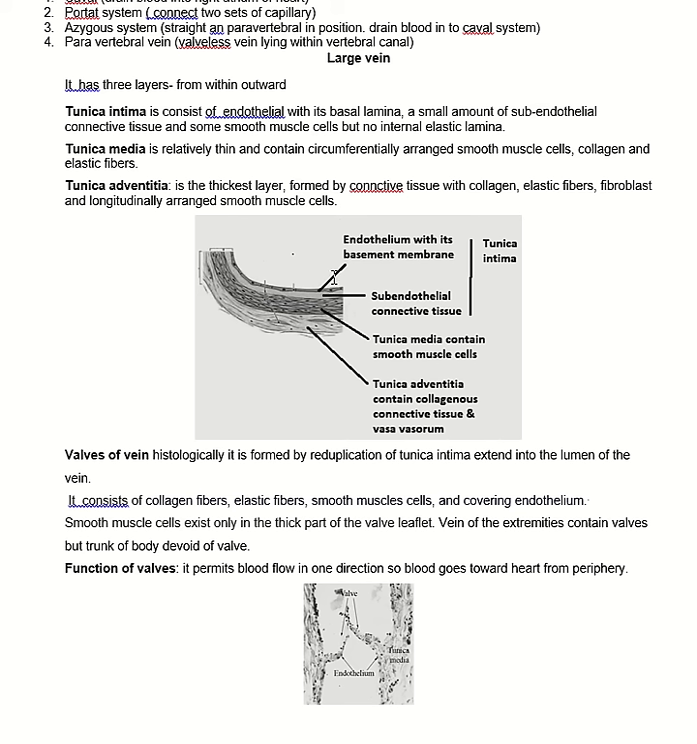The tunica media is relatively thin in veins and contains few layers of smooth muscle cells, collagen fibers and elastic fibers. Tunica adventitia is the thickest layer in veins, and this is formed by collagenous connective tissue, elastic fibers, fibroblasts and longitudinally arranged smooth muscle cells.